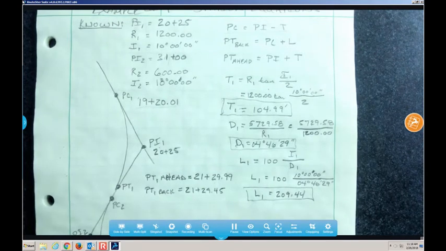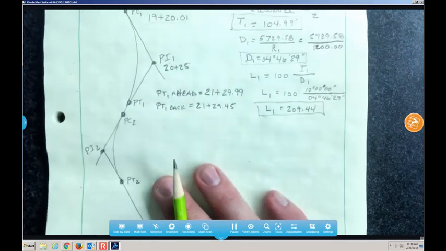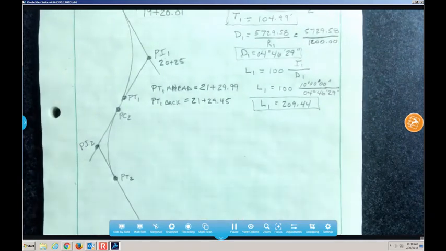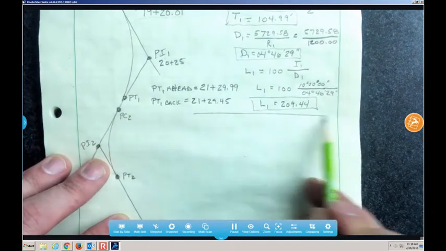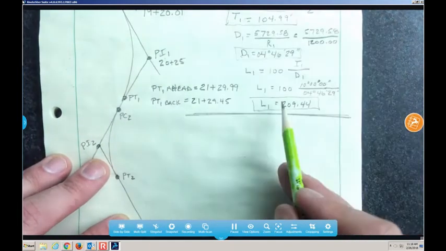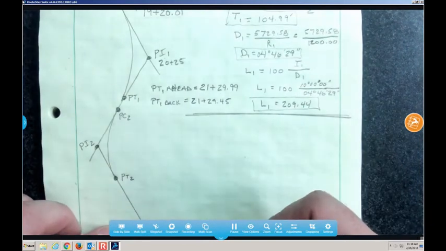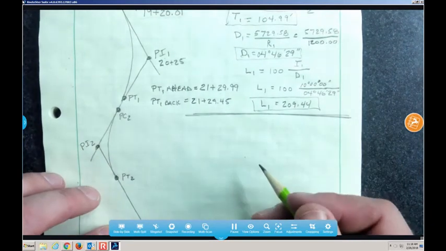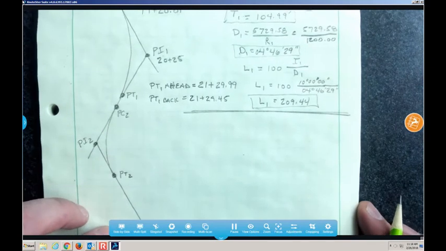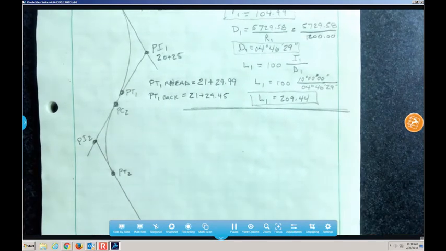So now, I have my PI here for PI2. Let's figure out the second one. We're going to go through the same exact route that we did on the top here to do the second curve. We're going to need to take into consideration the distance from PT1 to PC2. Yes, we will, after we get going.